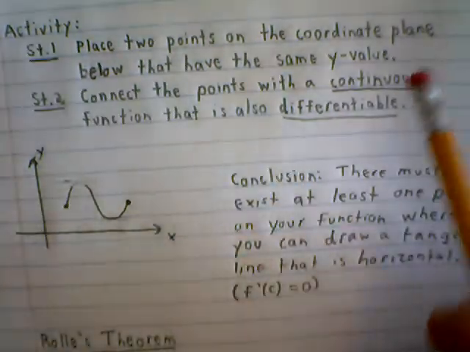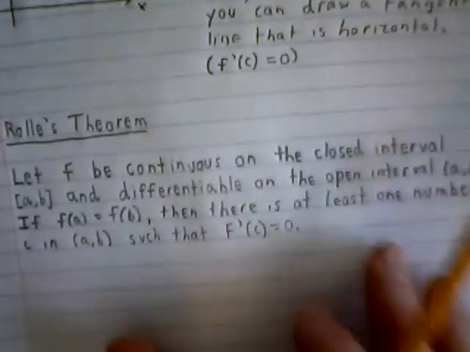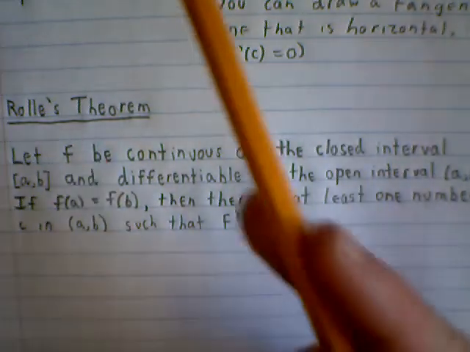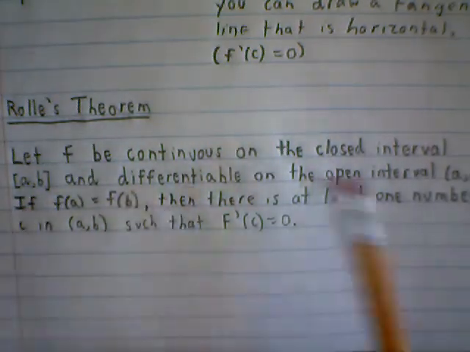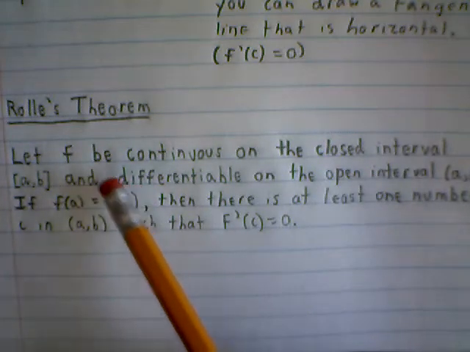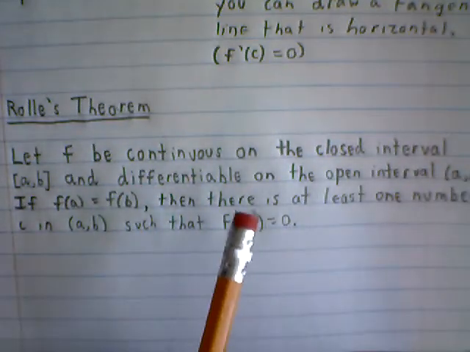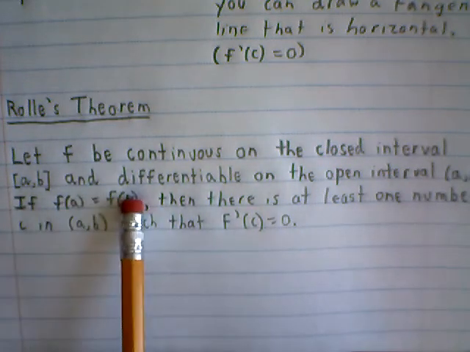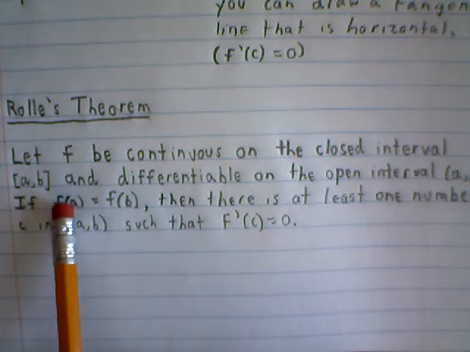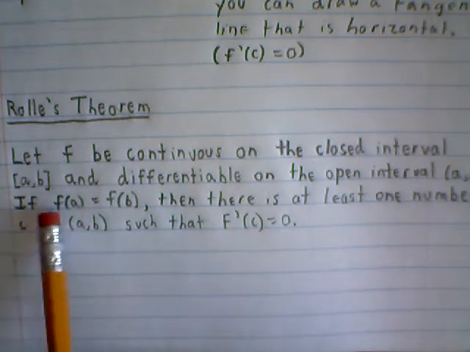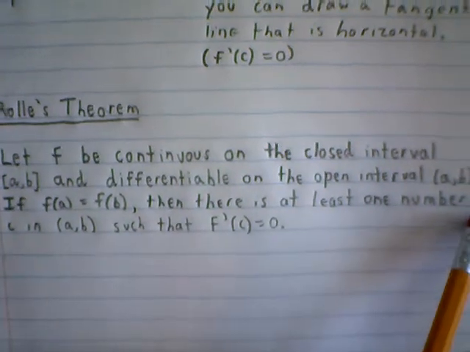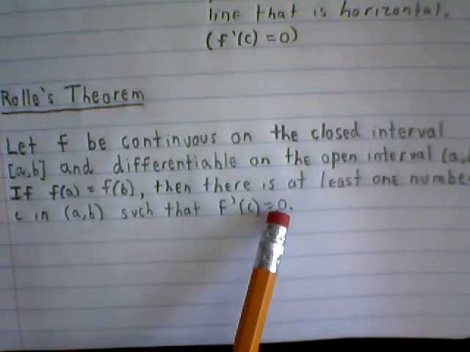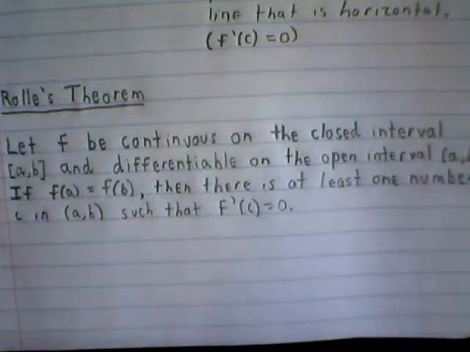So this idea basically illustrates Rolle's theorem. Let f be continuous on the closed interval. So it's got to be continuous. That's what we did up here. And differentiable on the open interval. You've got to be able to take the derivative, so no sharp turns, no discontinuities, on the open interval (a, b). If f of a equals f of b, that's saying the endpoints have an equal y value, then there's at least one number c such that f prime of c is 0. So you're going to have at least one horizontal tangent line.